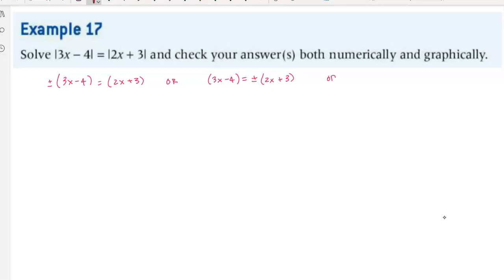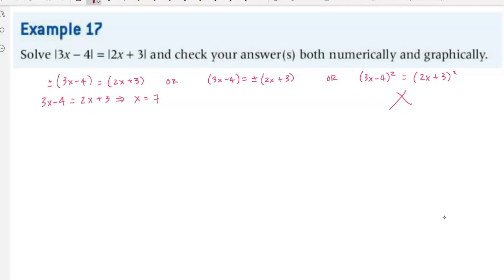Or you can even square it. Because squaring something, you're only going to get positives, so you can actually square it. Not this way, I'm going to do it this way. So we have 3x minus 4 equals 2x plus 3. And this implies x equals 7.